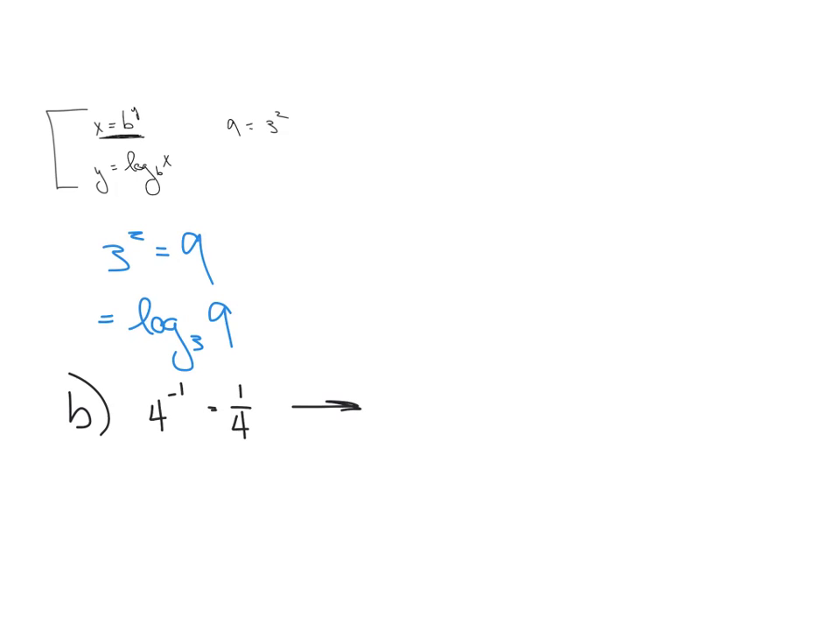Okay, so b, we're changing that to logarithmic form. My base is 4, so I'm going to put log, and my base is going to be down there, and my 1/4 goes here, and that equals my exponent, -1. Okay, so that's all we're doing.